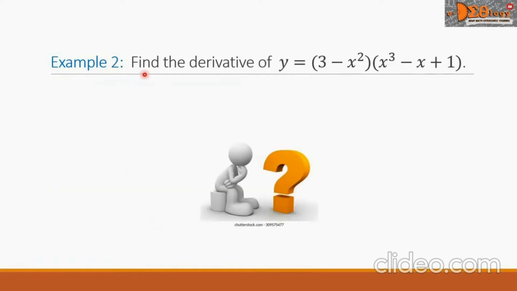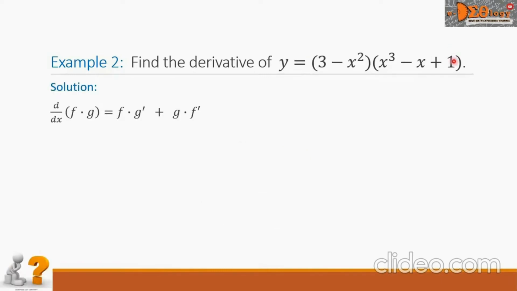Now, for example 2, find the derivative of y equals 3 minus x squared times the quantity x cubed minus x plus 1. For our solution, let us write the formula of the product rule. And let us assign the f for that first function and g for the second function. And for our derivative, we write like this.